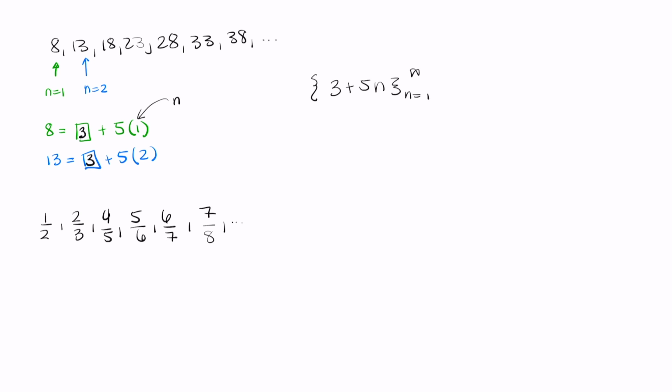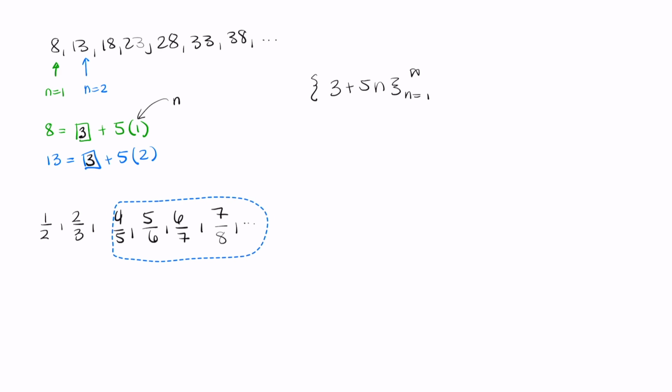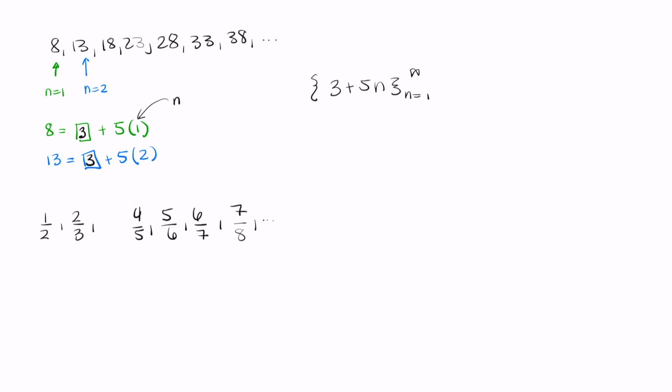Now for this next one, I'm noticing I'm missing a term here. So I'm going to go ahead and squeeze it in really quick. Maybe you had already noticed that missing term. So I should have a 3/4 here. And now we're good. So we start with 1/2, then we go to 2/3, 3/4, and so on.